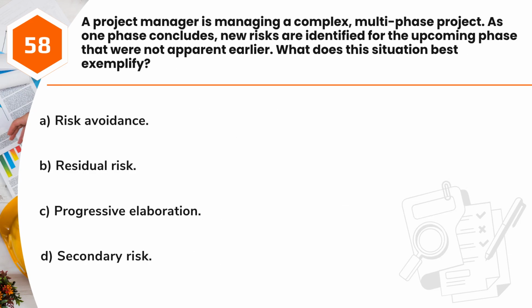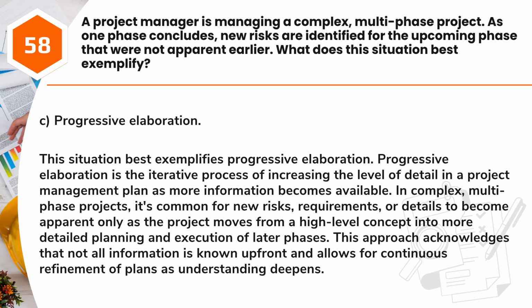Question 58. A project manager is managing a complex, multi-phase project. As one phase concludes, new risks are identified for the upcoming phase that were not apparent earlier. What does this situation best exemplify? A. Risk avoidance. B. Residual risk. C. Progressive elaboration. D. Secondary risk. Answer: C. Progressive elaboration. This situation best exemplifies progressive elaboration.